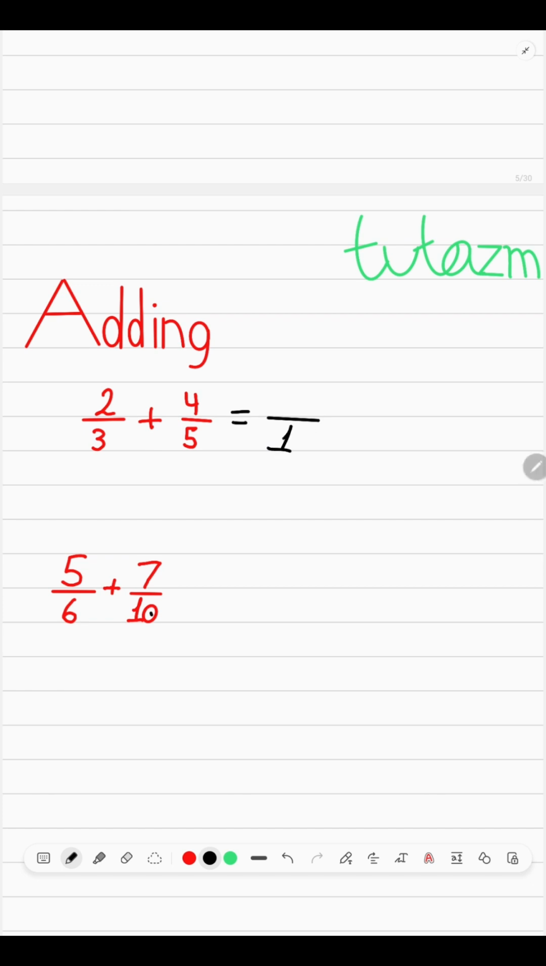So in this case 3 times 5 would be 15 and 15. But then you'd have to multiply the top number, the numerator, by the same number that you multiplied the denominator with. So in this case, to get from 3 to 15 we multiplied by 5, so 2 times 5 would be 10. And then to get from 5 to 15 we multiplied by 3, so we'd multiply 4 by 3, so it'd be 12, and so we'd end up with 22 over 15. And if you wanted to turn that into a mixed number, that would be 1 and 7 over 15.